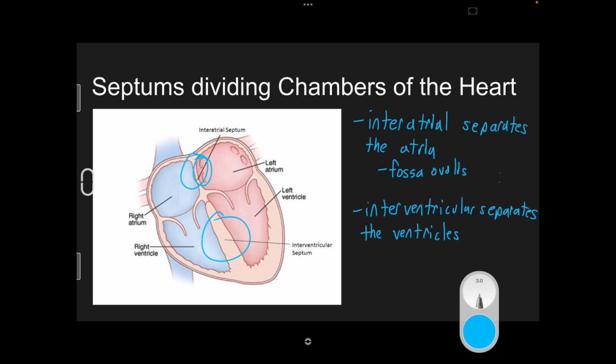Something cool you could say about the interatrial septum is the presence of the fossa ovalis, which is the remnant of the foramen ovale of the fetal heart. And the foramen ovale is essentially just a hole right here in the interatrial septum that allowed blood to go straight from the right atrium directly into the left atrium without needing to go into the right ventricle. Essentially, this has allowed for the fetus to bypass the pulmonary circulation because the blood got oxygenated by its mother anyways.